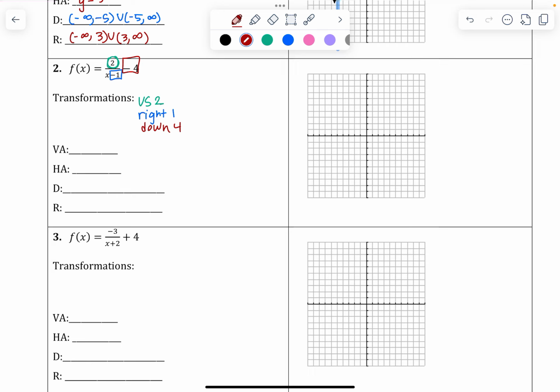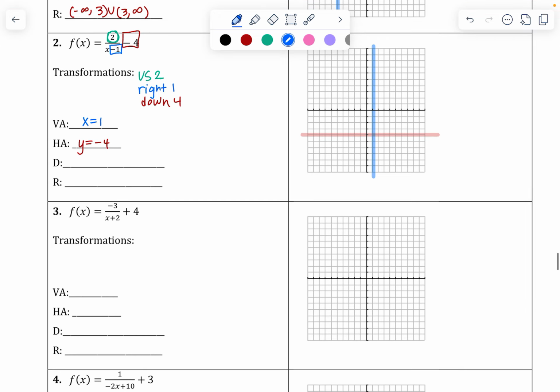So right 1 moves our vertical asymptote to x equals 1, and the down 4 moves our horizontal asymptote to y equals -4. So y equals -4 for the horizontal asymptote, x equals +1 for the vertical asymptote. So that means my domain skips over the 1, the x asymptote, and then my range is skipping over the -4.